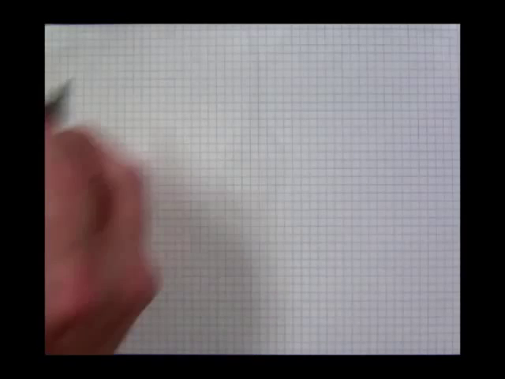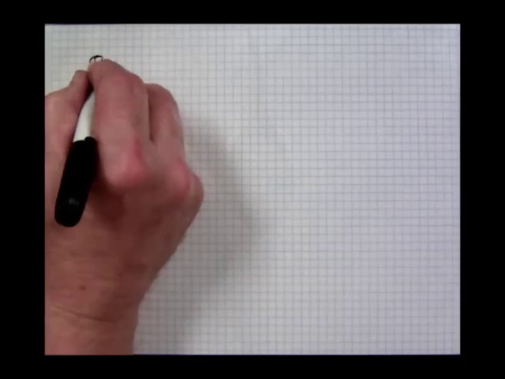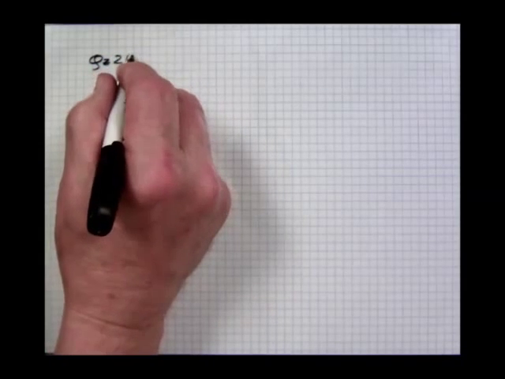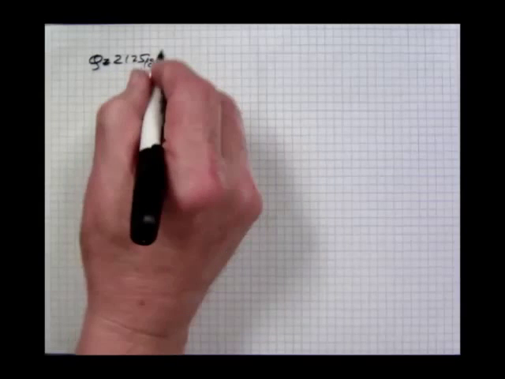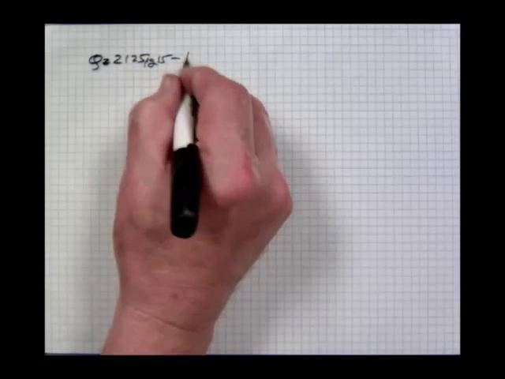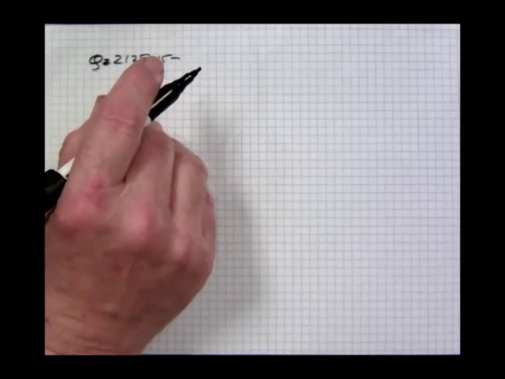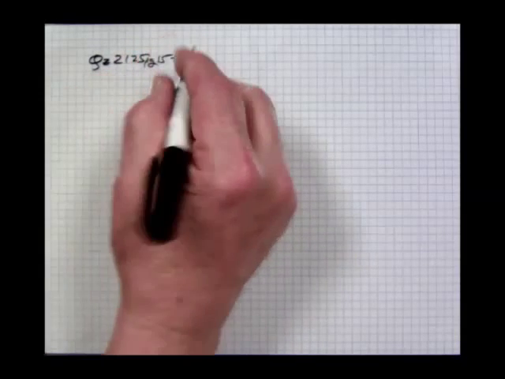Okay, so we're looking at quiz 2, 212 spring 15, chemical kinetics. We're in a process.